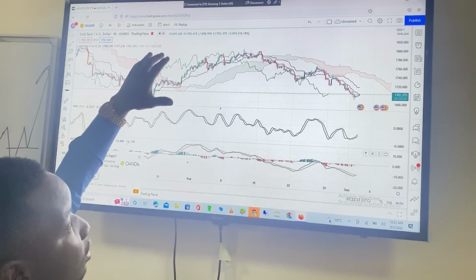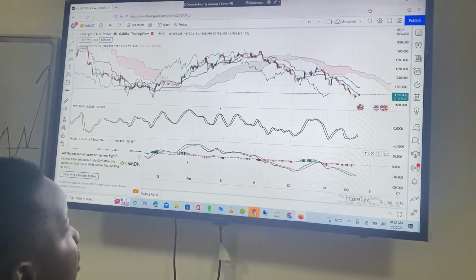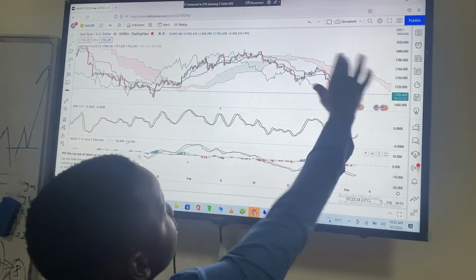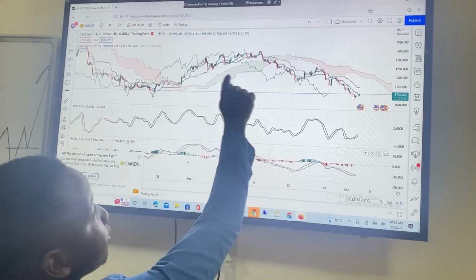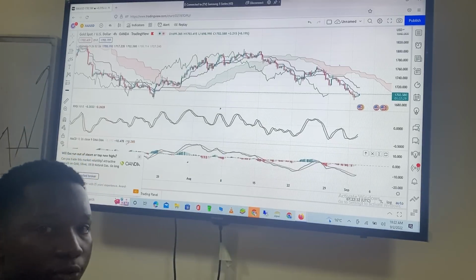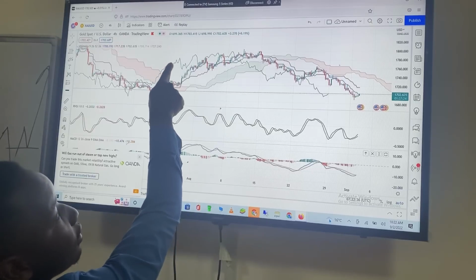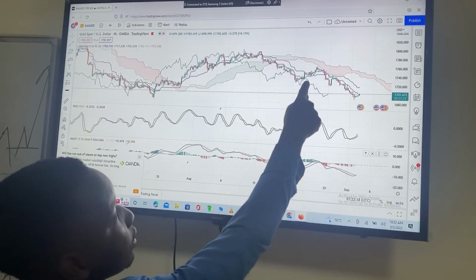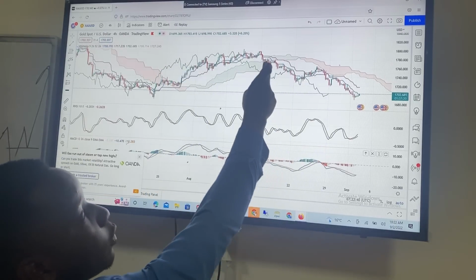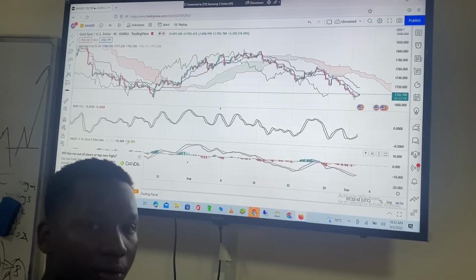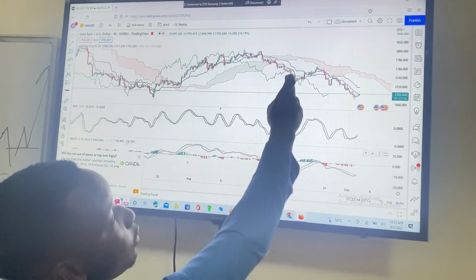Okay, this is what I was calling trading with confidence. As you can see, the first one is Ichimoku. We start with the cloud. The components of Ichimoku: the first one is the cloud, and then we have the green line. This is the green line here. Then we have the blue line, which is known as the conversion line. And then we have the red line.